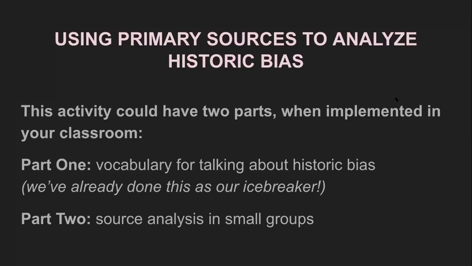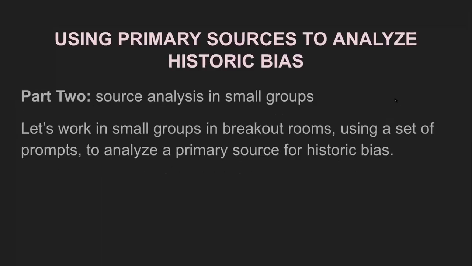And then part 2 that we're doing today is really diving into source analysis, and we will get to do some group work. We all love group work. We're going to use breakout rooms in a few moments to do that. So we're going to work in small groups. I'm going to give you some instructions on what we'll be doing. And we're going to use a set of prompts to analyze primary sources and talk about the historic bias that we see and think about how that complicates what we're learning from these sources. And then I'll explain what comes after that when we come back from breakout rooms.